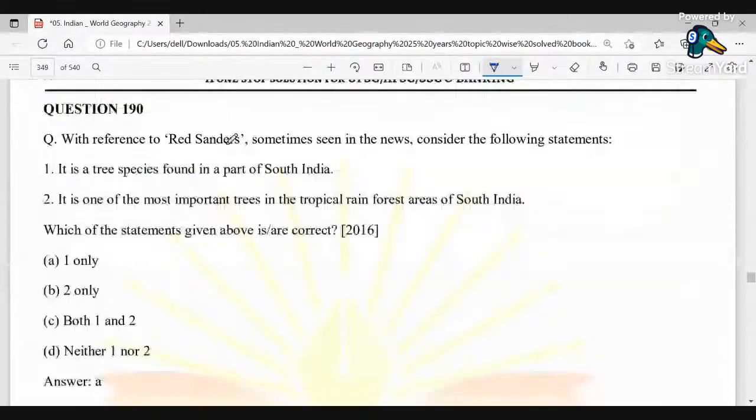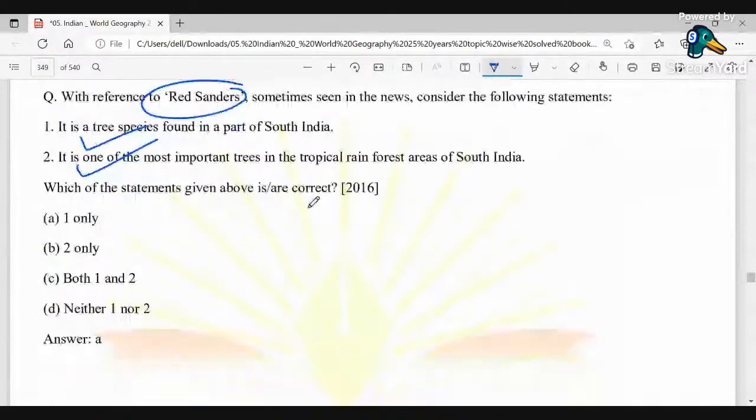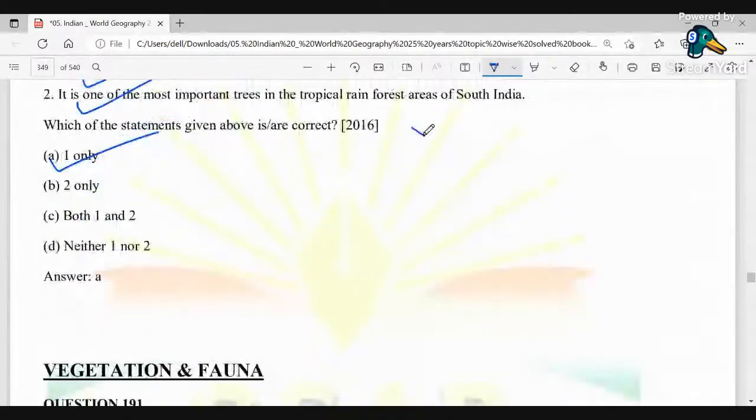With reference to red sanders, sometimes seen in the news, consider the following statements: it's a tree species found in South India. It is one of the most important trees in tropical rainforest areas of South India. Obviously here it's not a tree species of tropical rainforest. So obviously the answer is one.